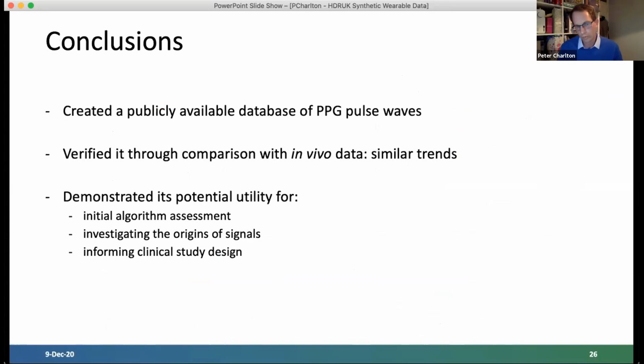So to conclude, we've created a publicly available database of PPG pulse waves. We verified it through comparison with in vivo data and observed similar trends between the two. We haven't yet performed qualitative comparisons. And we've demonstrated the utility of the database, firstly for initial algorithm assessment. Secondly, since we knew the reference values that we used to generate the signals, we're able to investigate their origins. And thirdly, the results I've just shown could be used to inform clinical study design.